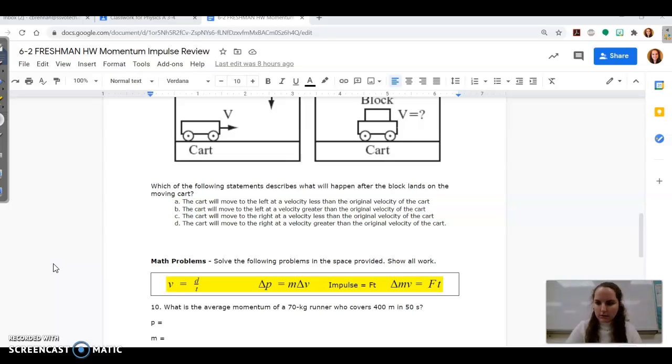Which of the following statements describes what will happen after the block lands on the moving cart? The answer here is C. The cart will move and continue to move to the right at a velocity, but it's going to be less than the original velocity of that cart. Why is it less? Well, because more mass is added to the cart.